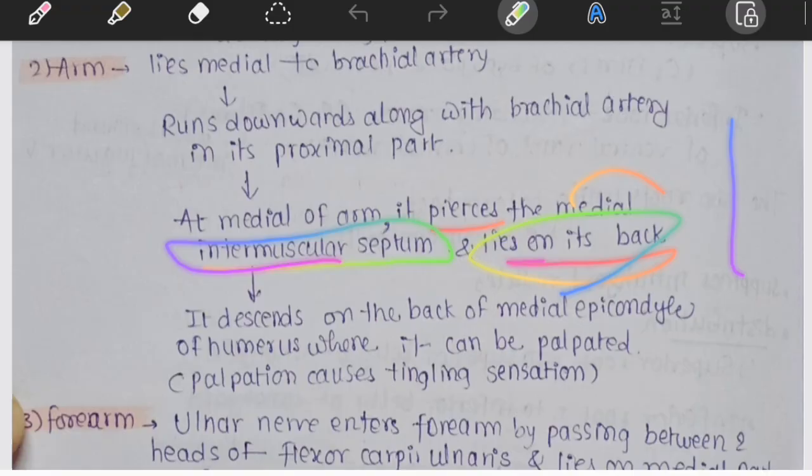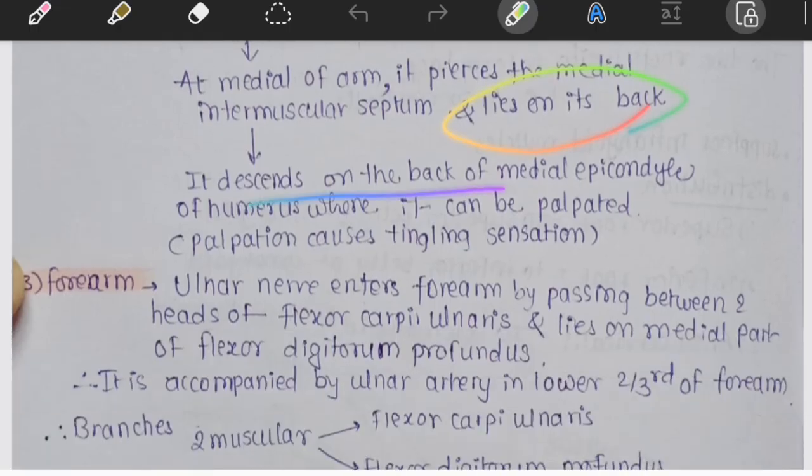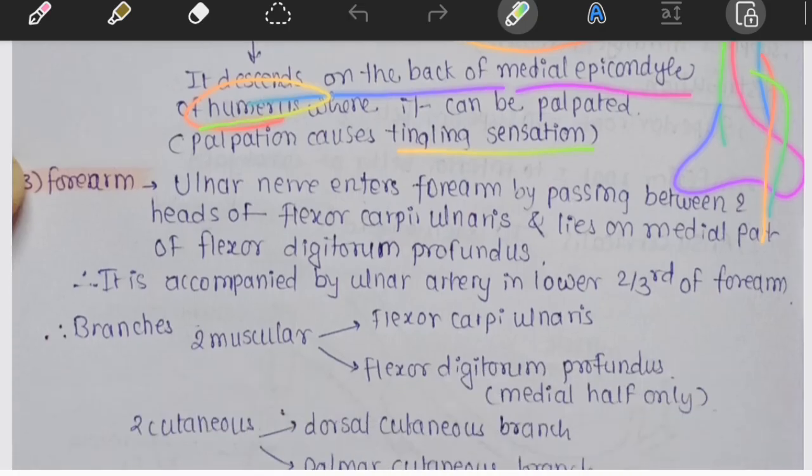Remember, in the middle of the arm, it pierces the intermuscular septum and lies on the back side. It descends on the back of the medial epicondyle of the humerus, where it can be palpated, causing a tingling sensation. Next, we will see the forearm.